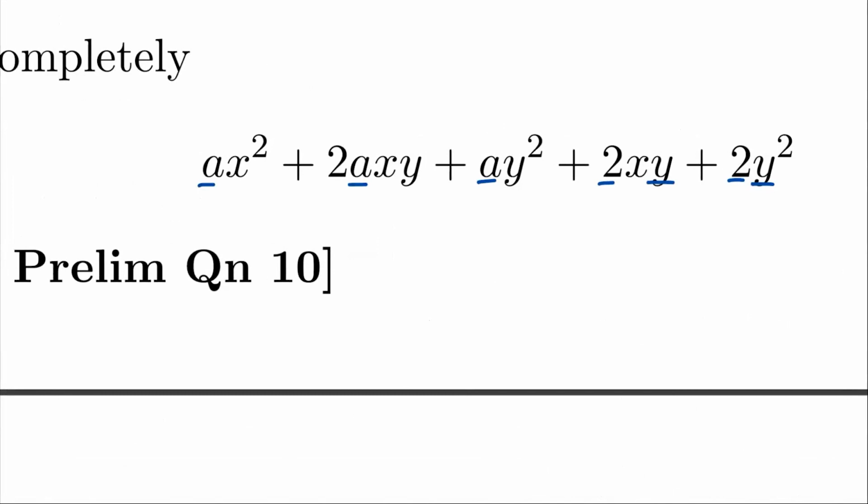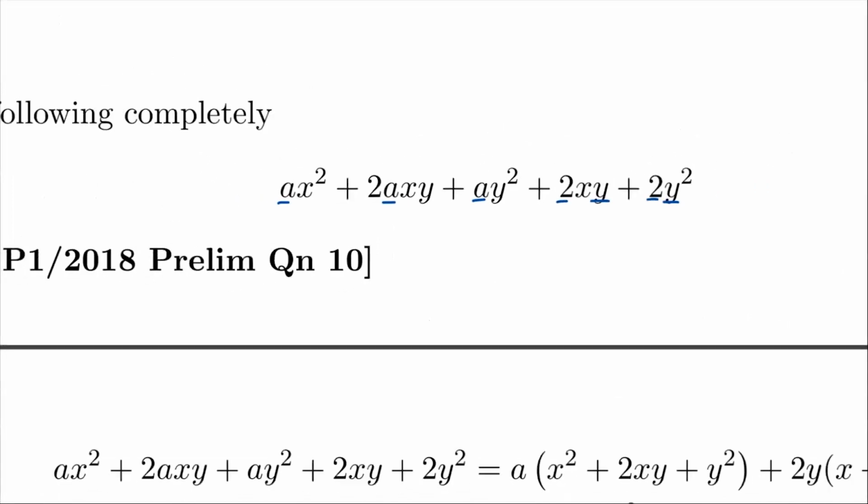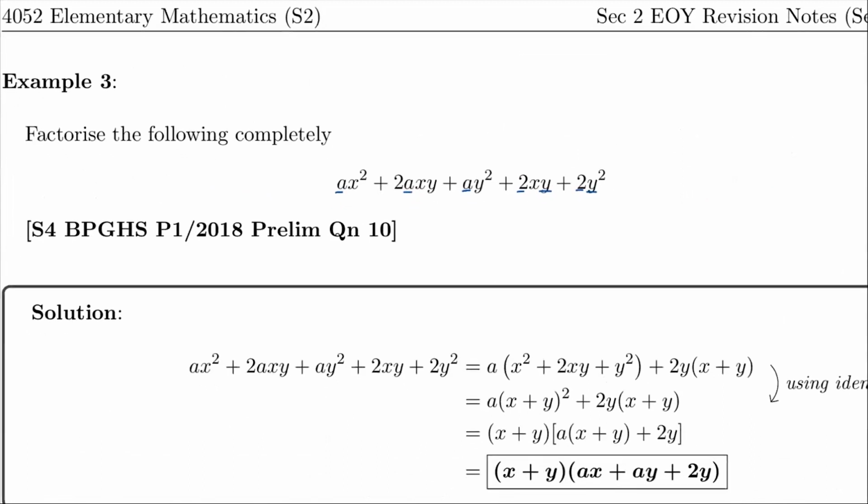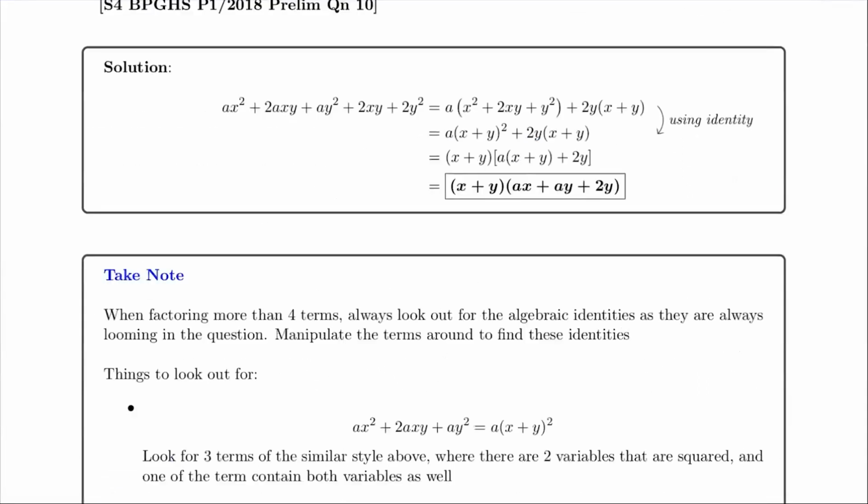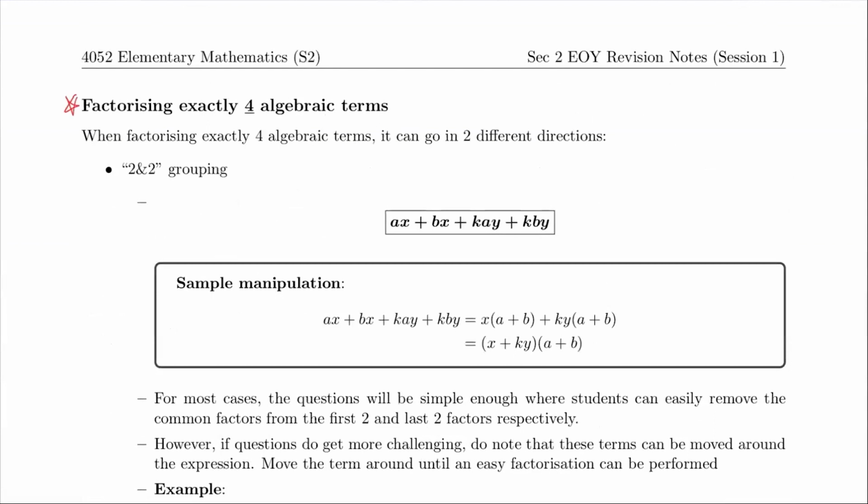Now, one thing I want to say that is super important is the next page. Okay, the next page is very important. So let's look at this next page. This one is one of the most important things in this whole entire chapter. The reason is very simple. Let's look at this example here: AX plus BX plus KAY plus KBY.